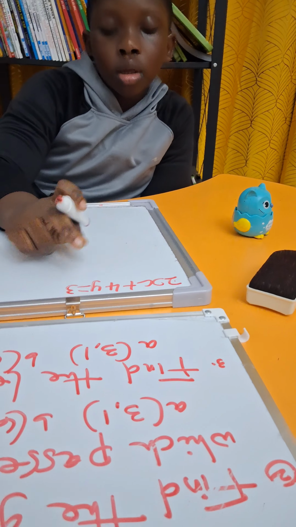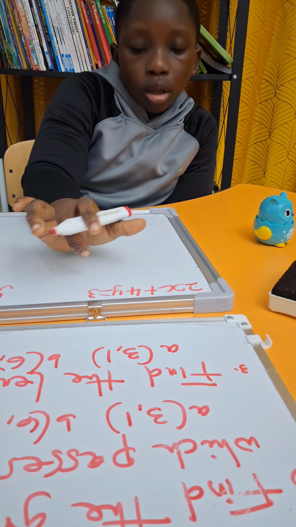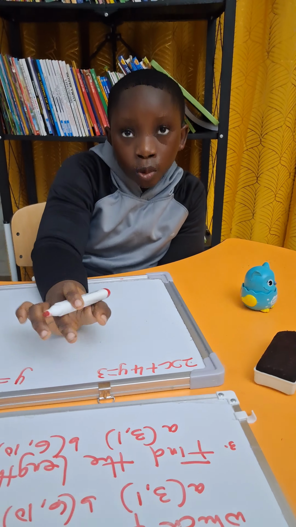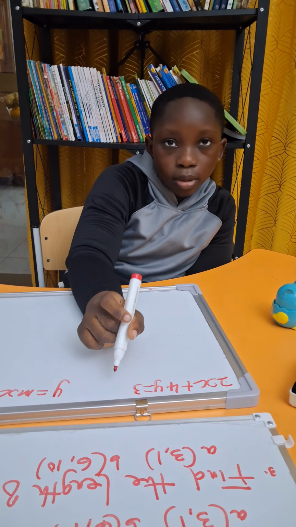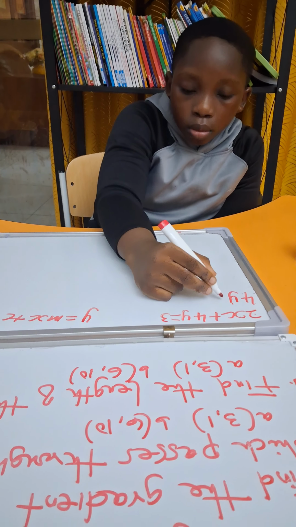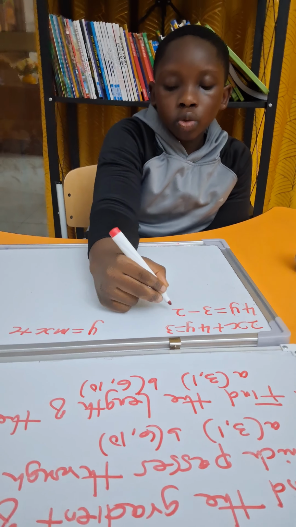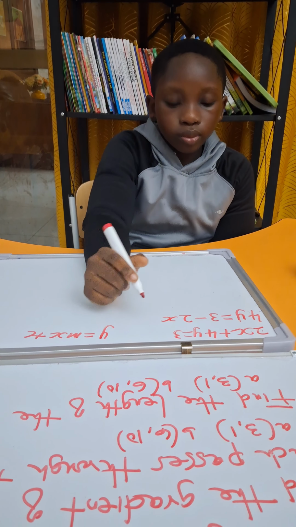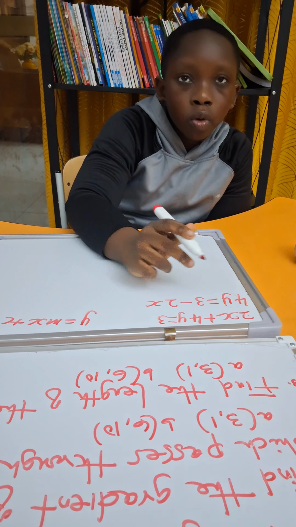Then we have to make y the subject. First, remove the 2x, but when it goes to the other side of the equal sign, since it's adding here, it will come to subtract here. 4y is equal to 3 minus 2x. But the 4 is still here. The 4 will go to the other side.